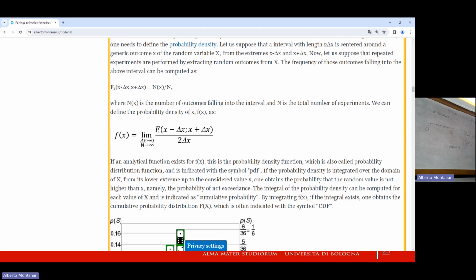The way I defined it, it's there. Why is it useful? It is useful because if I integrate the probability density over an interval, I get the probability that the variable falls into that interval. So if I integrate the probability density over the interval 0, 4, I get the probability of getting something here.